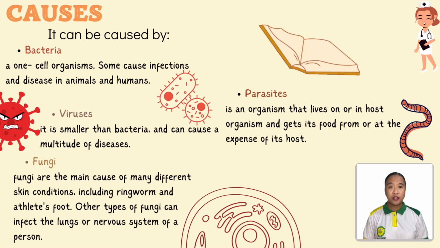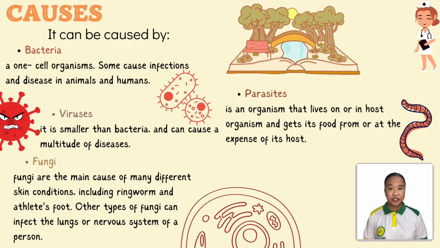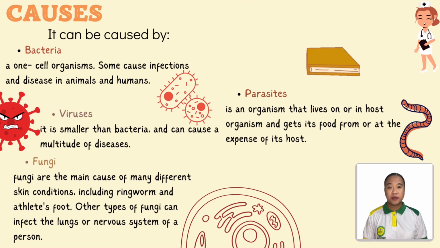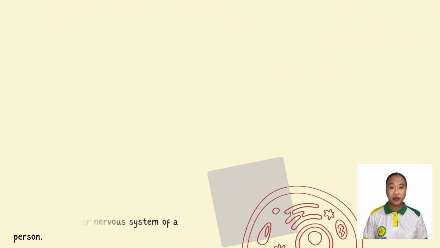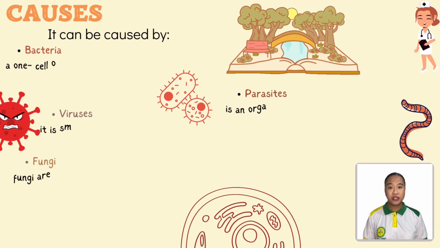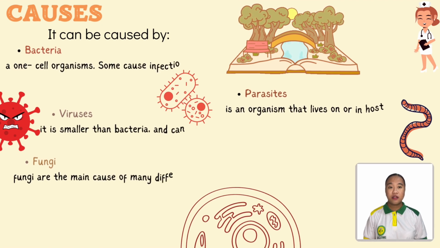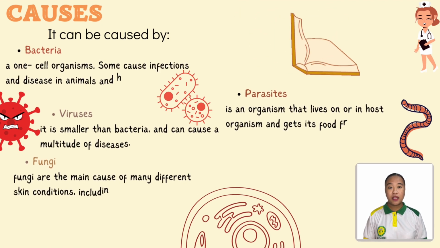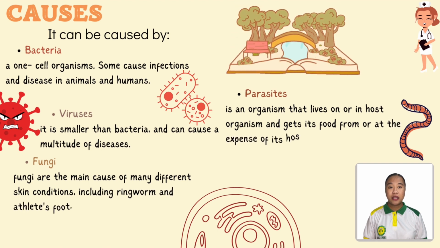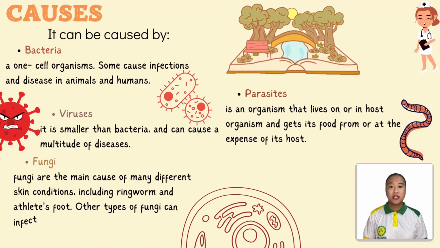Fungi are the main cause of many different skin conditions, including ringworm and athlete's foot. Other types of fungi can infect the lungs or the nervous system of a person. They can be found in all sorts of places, but most of them like to live on land, primarily in soil or on plants, instead of living in the sea or fresh water.